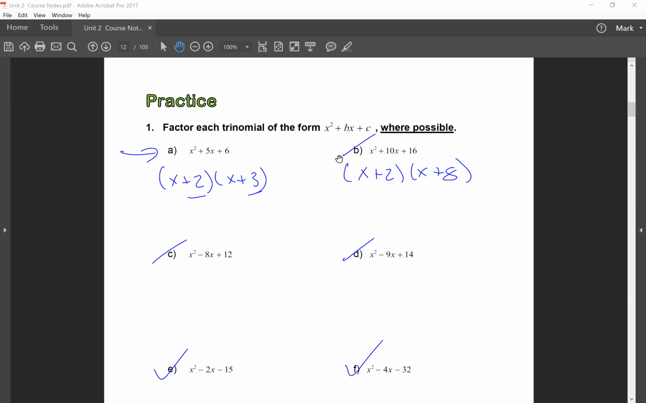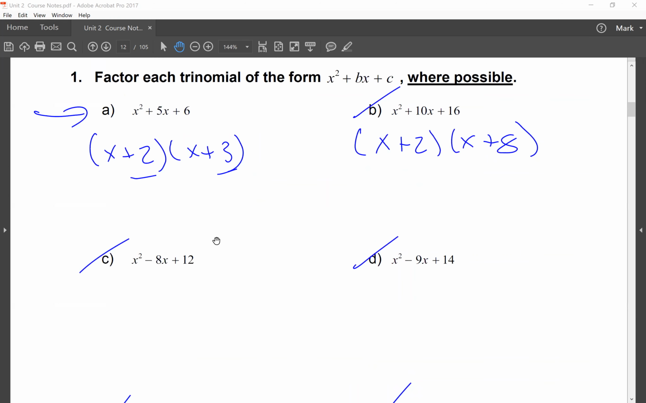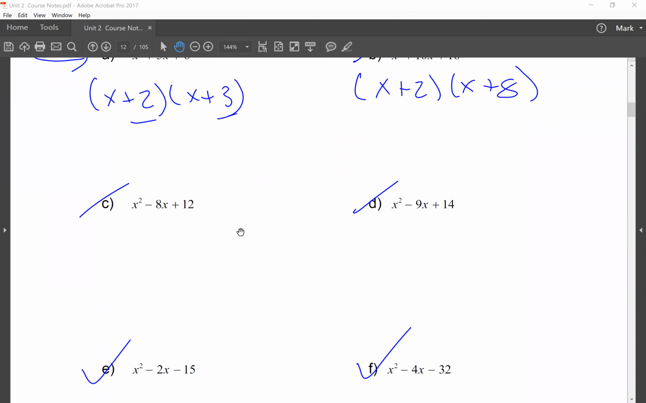Now, if you're just joining me, just remember, it's kind of like solving a puzzle. I'm trying to find two numbers that multiply to give me 12 and add to give me negative 8. So multiples of 12 are like 2 and 6, 3 and 4, and 1 and 12. So what do people say here for C? X minus 2 and X minus 6? Yeah, that's it.